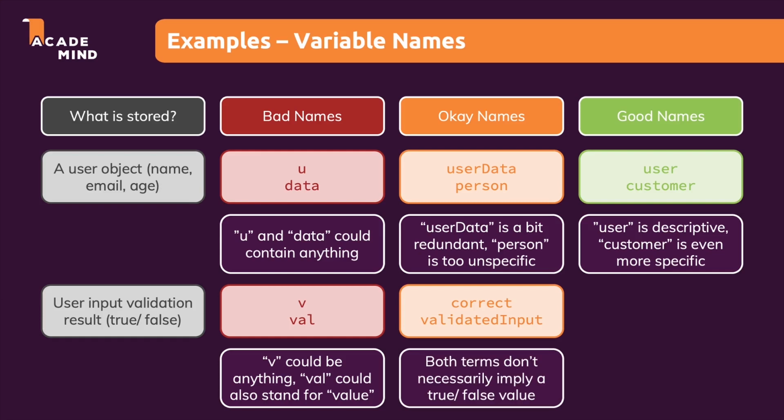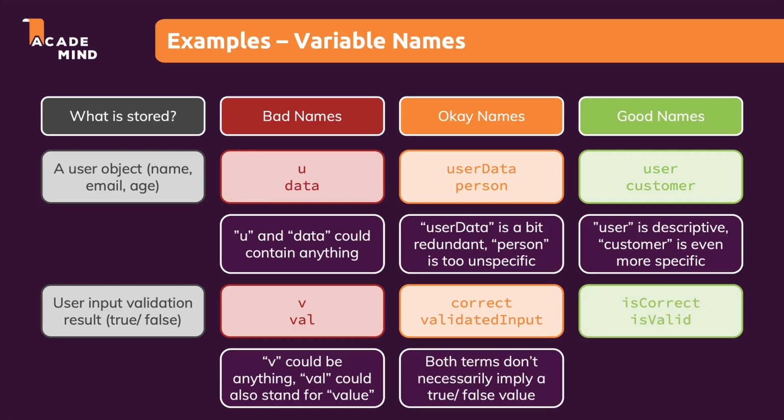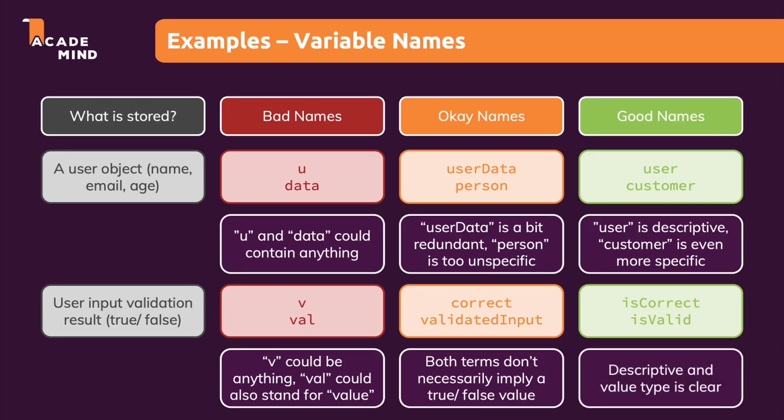So better options could be is correct or is valid, or something like did validate successfully. These would be names which are descriptive and where it's clear that we have a true or false value stored in there. Now, there will be more examples throughout this course, but this hopefully gives you a first idea on how variables, properties, and constants may be named.